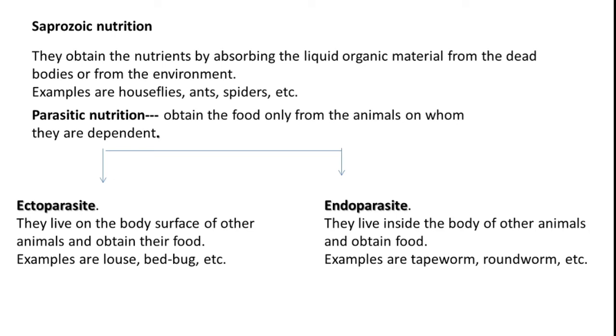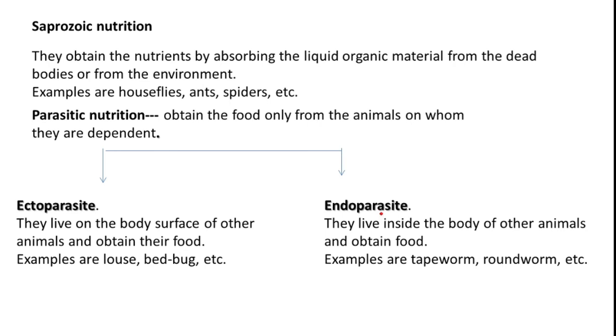Parasites. Some animals depend upon other animals for food. They can obtain the food only from animals on whom they are dependent. This is called parasitic nutrition. Parasitic nutrition can be classified into two: ectoparasitic nutrition and endoparasitic nutrition.